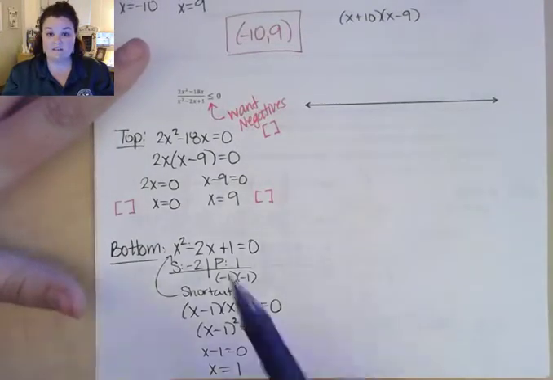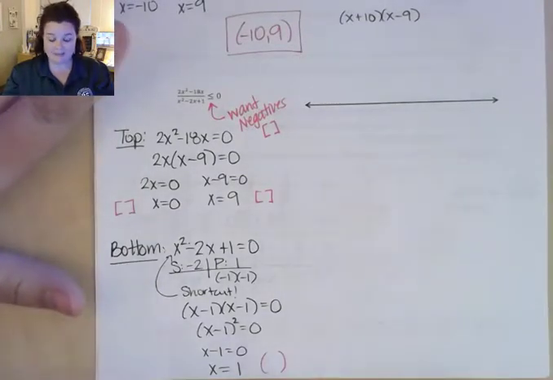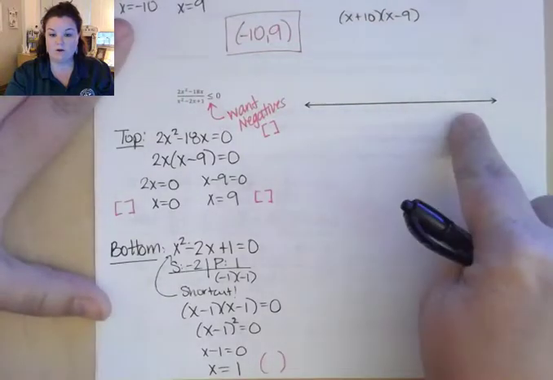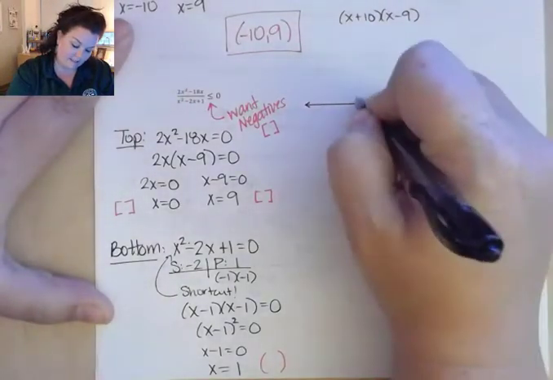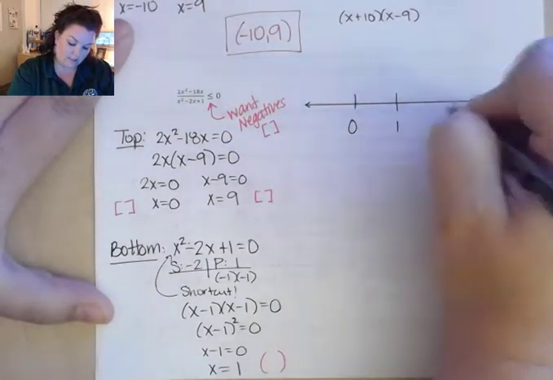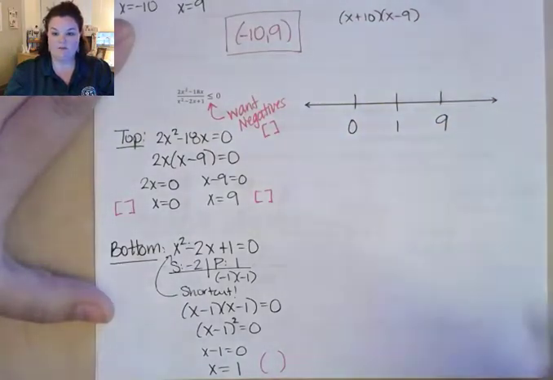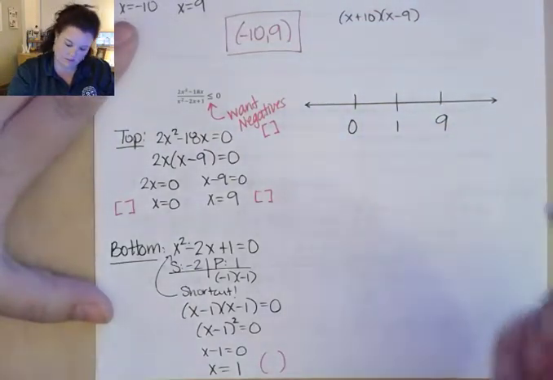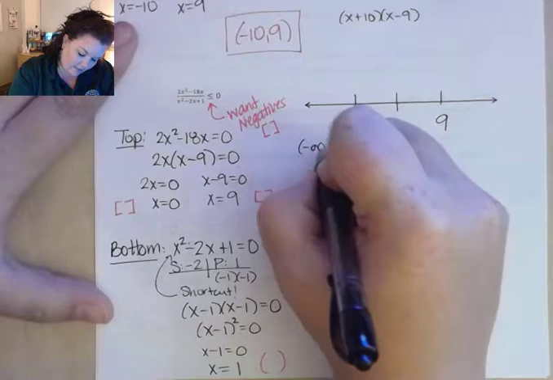So once we've identified all the zeros from both the top and the bottom, we're going to go ahead and put them on our graph over here. So we have 0, we have 1, and we have 9. So we're going to write out all our intervals. So we have from negative infinity to 0.